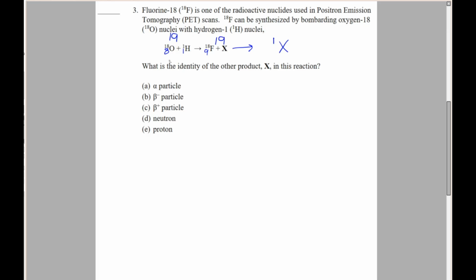And we do the same process for the bottom, or the atomic numbers on each side. We see that 8 plus 1 gives us 9 on this side. We have 9 on this side. And the only way to make these match is if X has 0 as its atomic number. In fact, this matches up with neutrons, because neutrons have a mass of approximately 1 atomic mass unit, but they don't have an atomic number because atomic numbers are based on protons only. That should give us a hint that it's a neutron, so the answer for this problem is D.